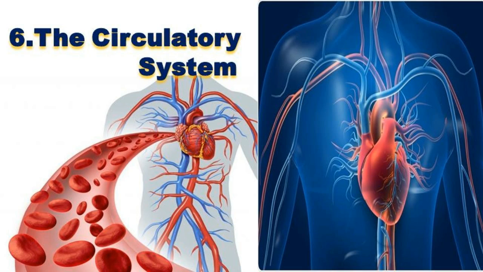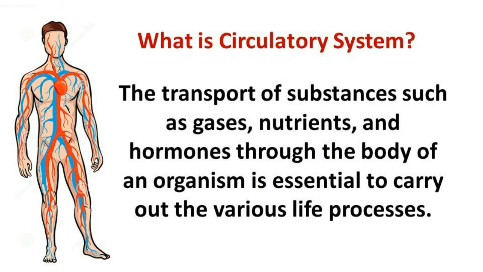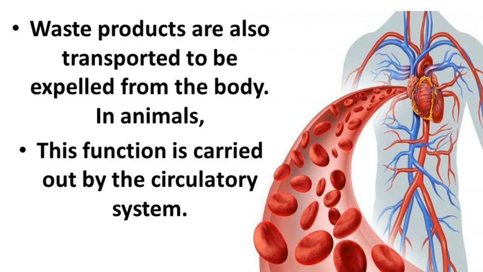Today we are going to learn about the 6th lesson, the circulatory system. What is the circulatory system? The transport of substances such as gases, nutrients and hormones through the body of an organism is essential to carry out the various life processes. Waste products are also transported to be expelled from the body in animals. This function is carried out by the circulatory system.